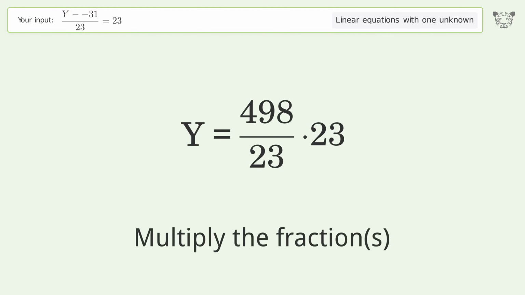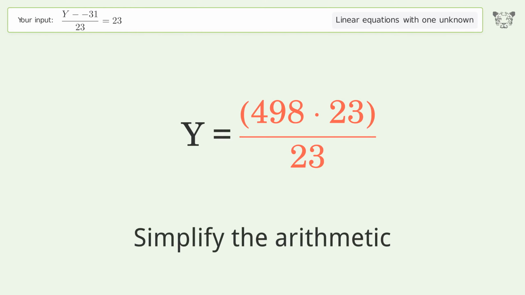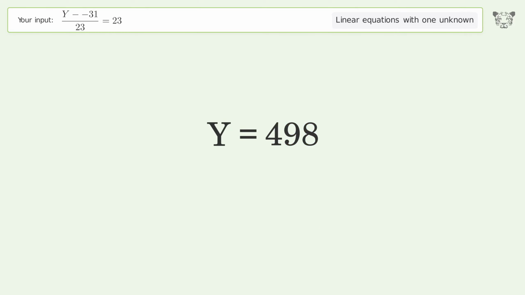Multiply the fractions. Simplify the arithmetic. And so the final result is y equals 498.